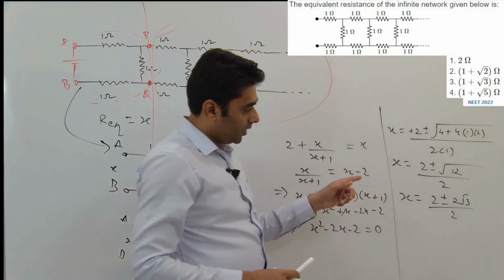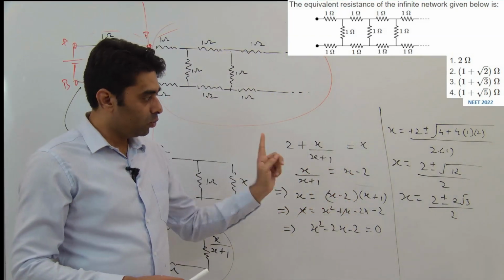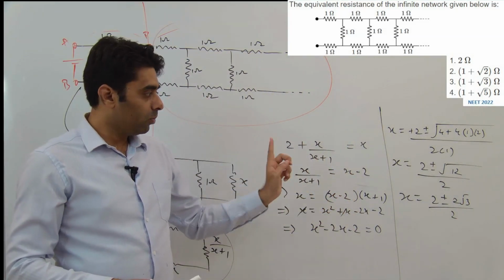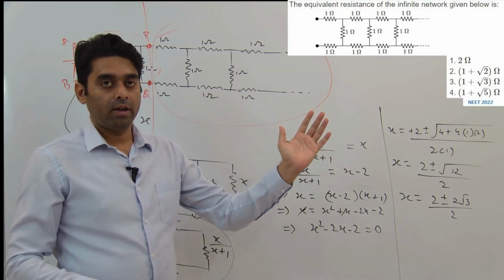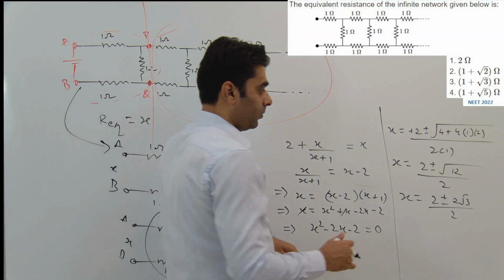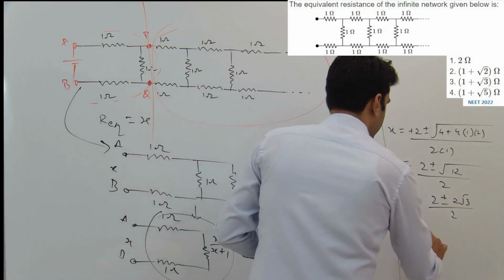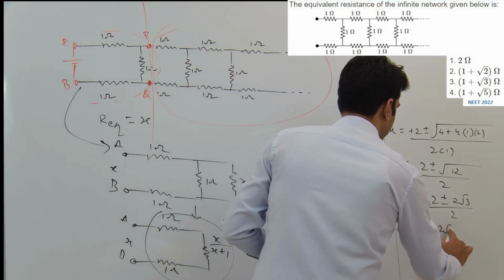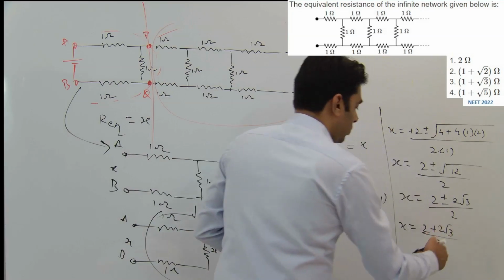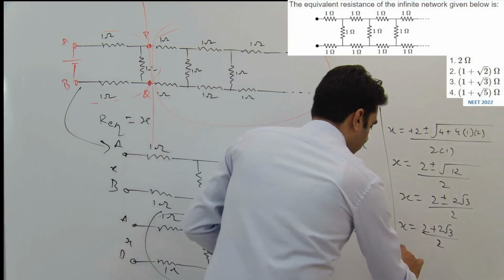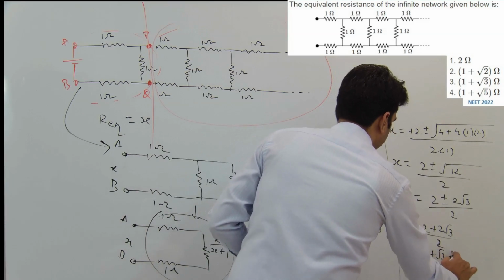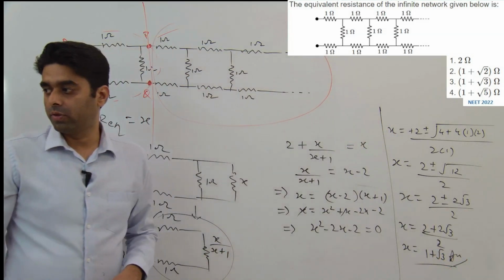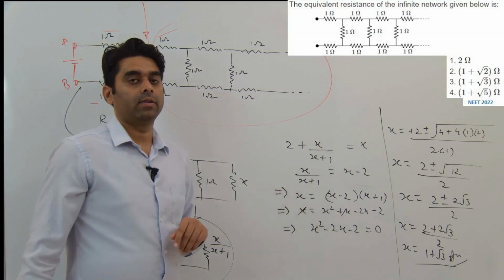Now if you notice carefully, we will get two solutions over here: (2 + 2√3)/2 and (2 − 2√3)/2. One is positive, another is coming negative. We will leave the negative solution and take the positive solution, which gives x = (2 + 2√3)/2, where 2 is taken common and cancels out. So we get x = 1 + √3, right? So this is our answer.